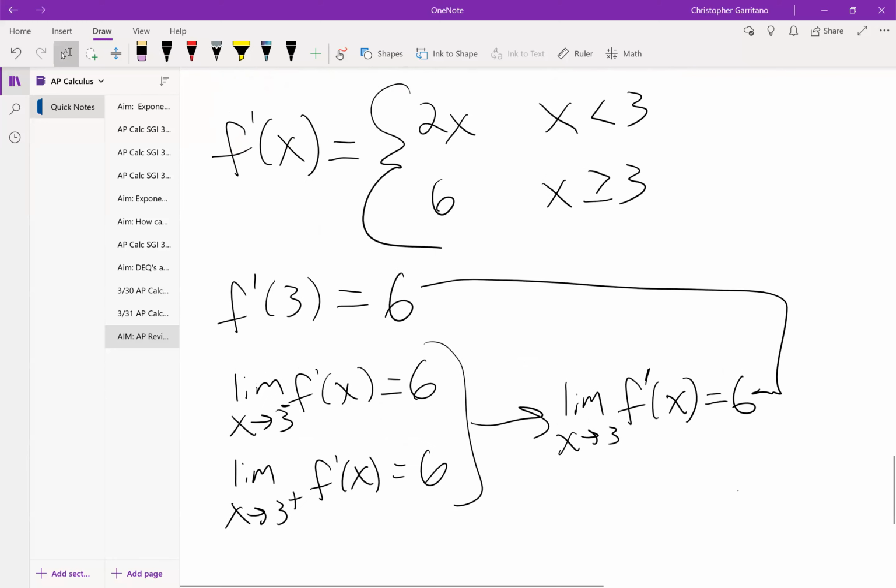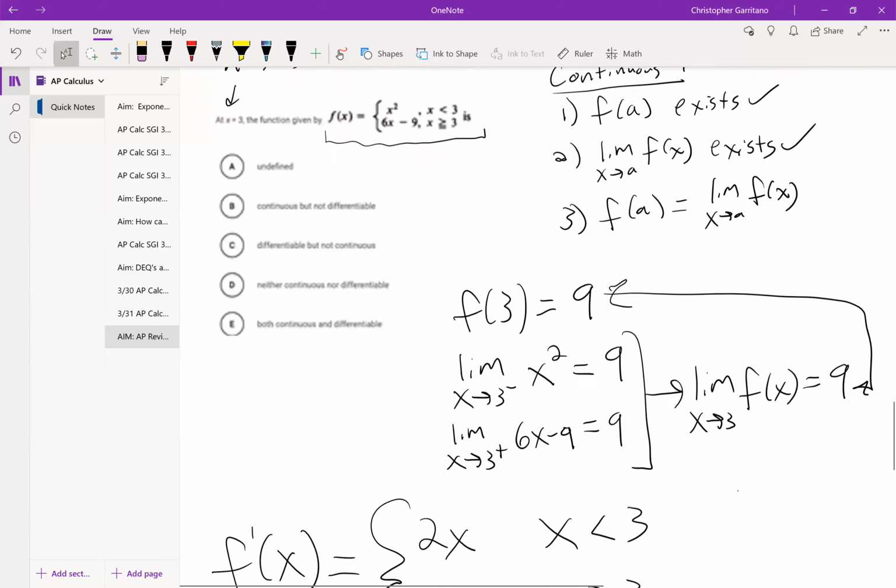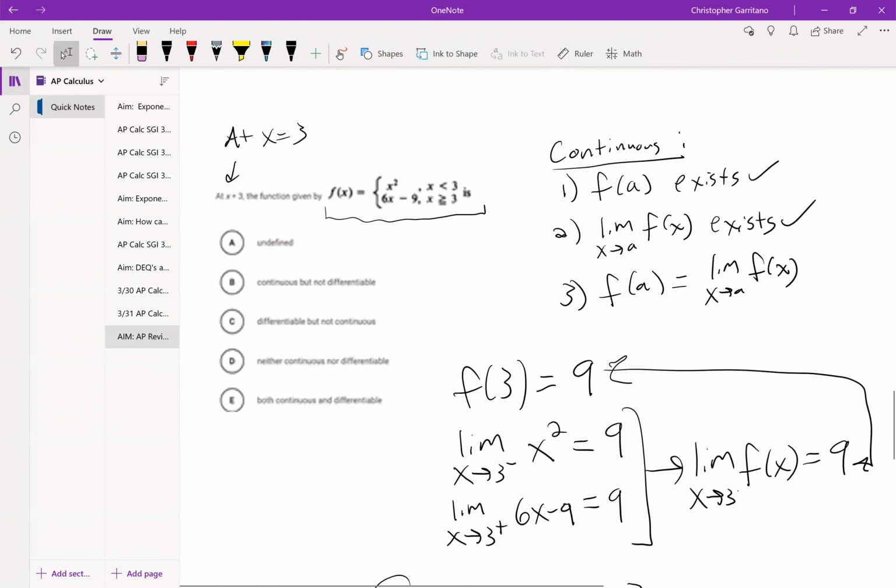So if the derivative is continuous and the original function is continuous, we have a function that is differentiable at that point, x equals 3. Not only is it differentiable, it's differentiable and continuous, of course. So choice E would be the correct choice.